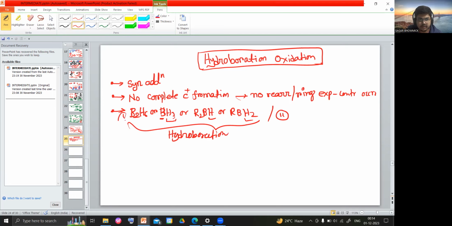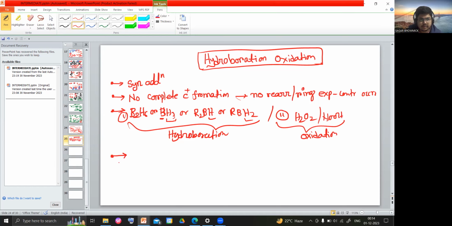In 1, you write this. In 2, H2O2, NaOH. This part is basically oxidation. So overall, hydroboration oxidation.